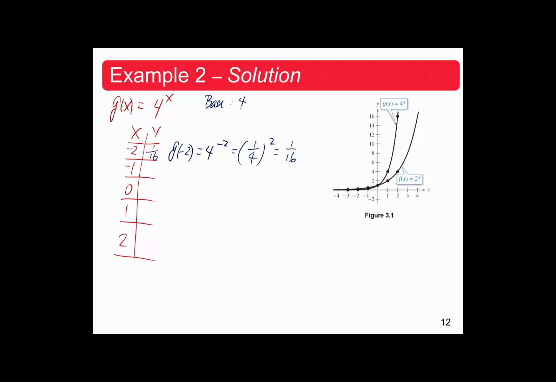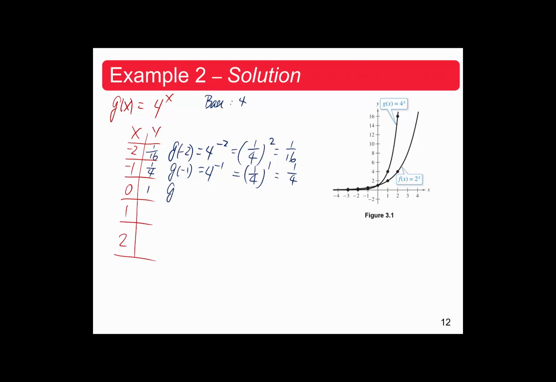Means the next y value should be 4 times as much. So the next number should be a quarter. 4 times 1/16 should be a quarter, but let's double check. 4 raised to the -1st power is a quarter to the 1st. It's a quarter, right? So that's right. 4 times a quarter becomes 1.